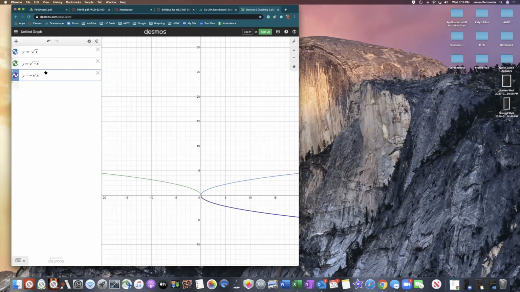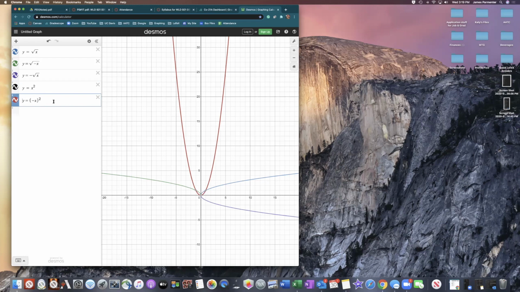The important point that makes something even or odd is that for an even function, when you reflect it across the y-axis, it looks the same. So y equals x squared is even because when I reflect it across the y-axis, it still looks exactly the same as it did before. So that's what makes a function even: if you were to flip it across the y-axis, it looks the same.